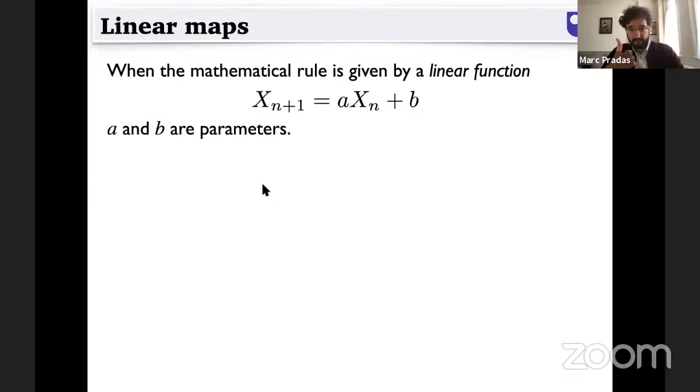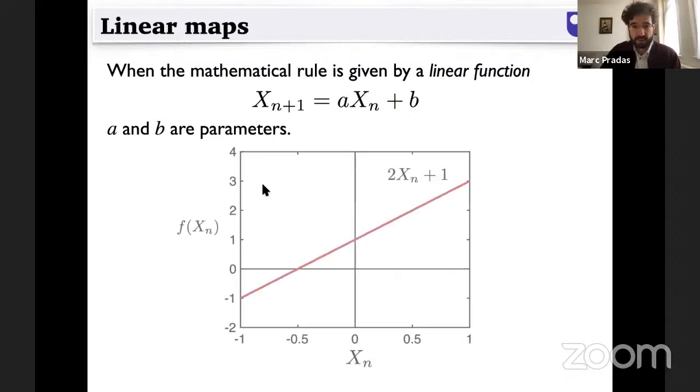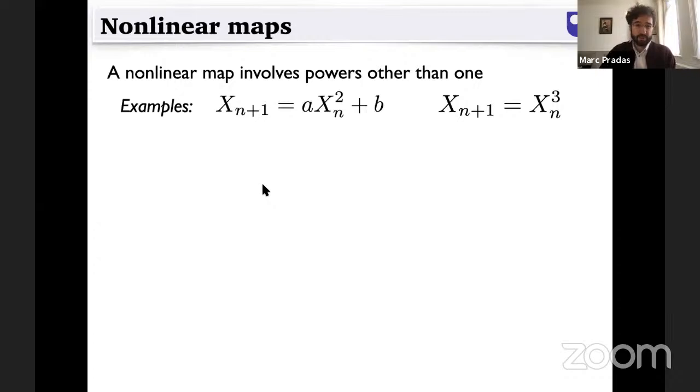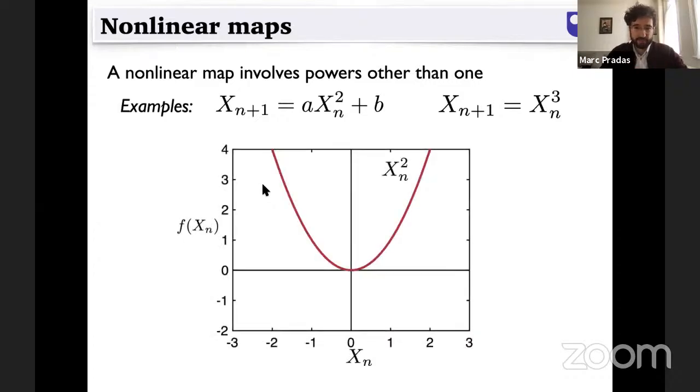We have seen examples of a linear function, which can generally be represented by ax plus b, something like this, for example. The function is linear. And we have also seen an example of a nonlinear map, where we have powers other than one, could be quadratic or cubic. And we have seen an example of a quadratic function. So hopefully this will have given you an idea of how we can quantify and study these sequences of numbers.